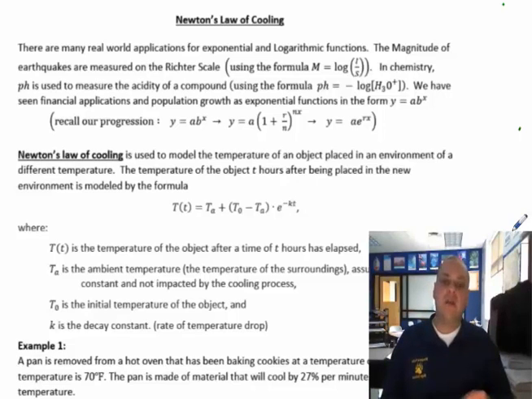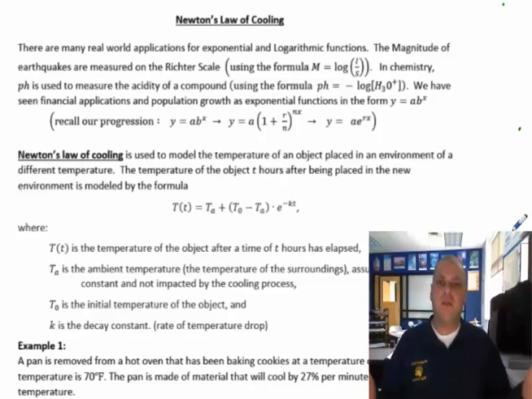In chemistry, pH is used to measure the acidity of a compound. pH equals negative log H3O plus. Okay, so we have seen financial applications already. Population growth, we've done that. So there are many different areas where logarithms are useful. Another one is called Newton's law of cooling.